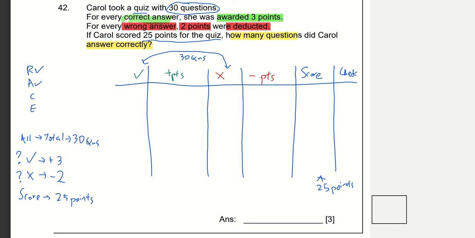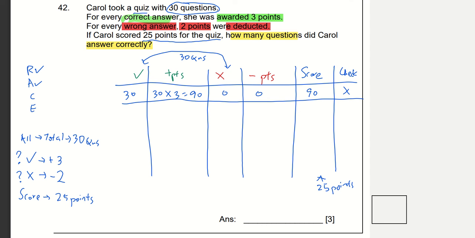So let's say I start off with all questions correct, that means the number of questions I got wrong is 0. So the points that I deduct is 0. So I have 30 questions I got right, and each question is worth 3 points, so I've got 90 points. The score will be 90 minus 0, so the score is 90, which is not correct for the first guess. But you can take a look at the actual score, which is 25. So you know roughly how far away you are from the answer.